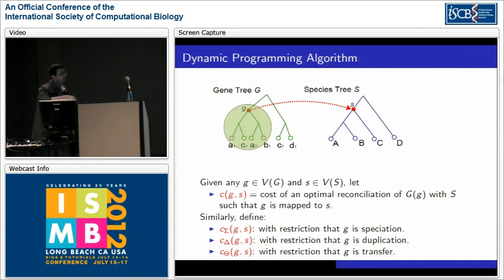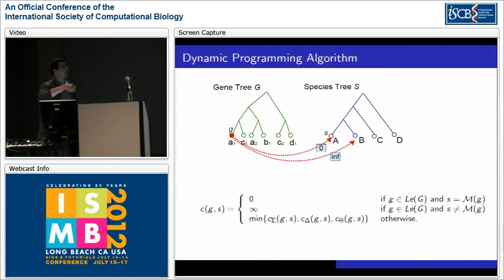And similarly, you'll define related variables C_sigma(G, S), C_delta, and C_theta, which have the additional restriction that G must be a speciation event, or G must be a duplication event, or G must be a transfer event. Okay? So these are the variables that will populate our dynamic programming table, basically.